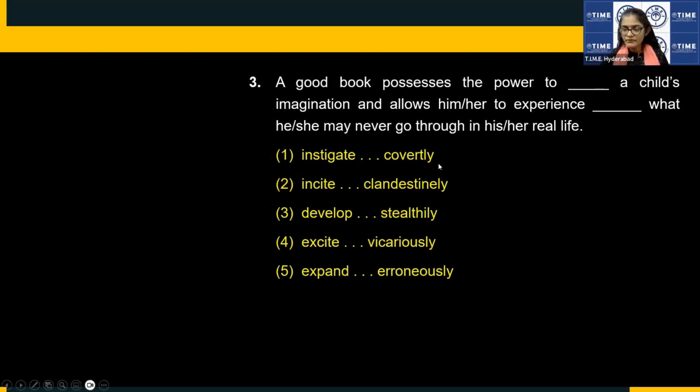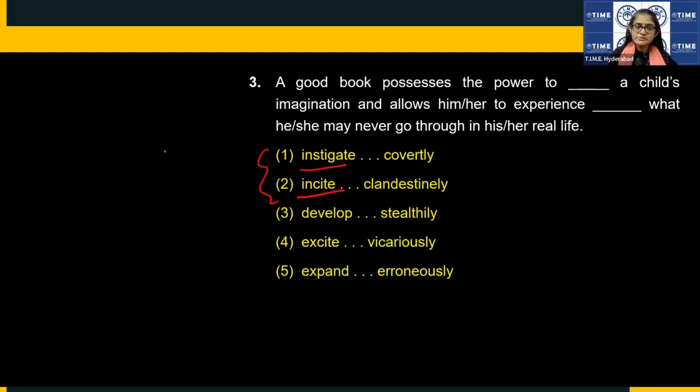A good book possesses the power to dash a child's imagination, okay, to stimulate a child's imagination, right? And allows him or her to experience dash what he or she may never go through in his or her real life. So through the books, a child is able to experience things that they cannot experience in real life. Let us see. A good book possesses the power to instigate a child's imagination. The next word is a synonym of instigate, incite a child's imagination.